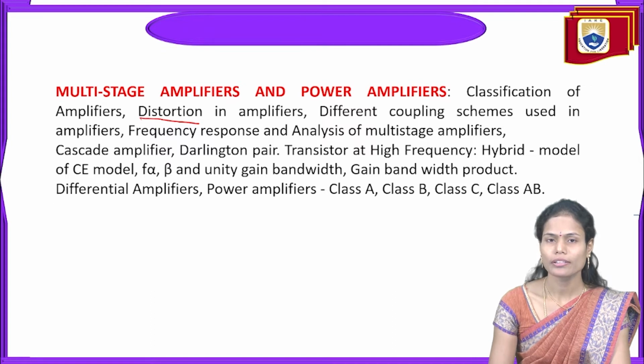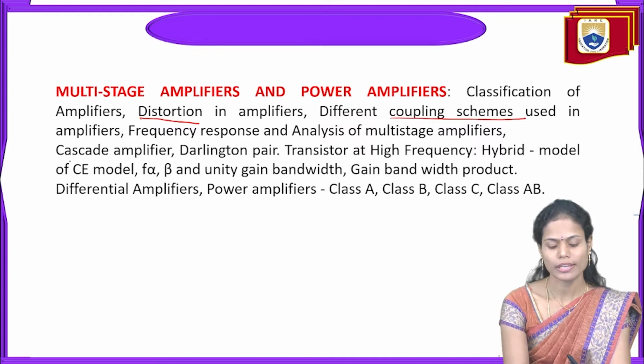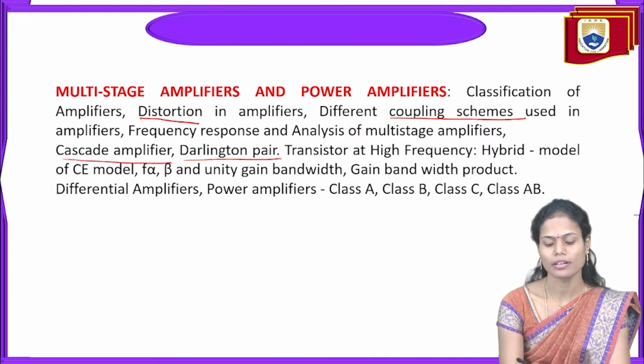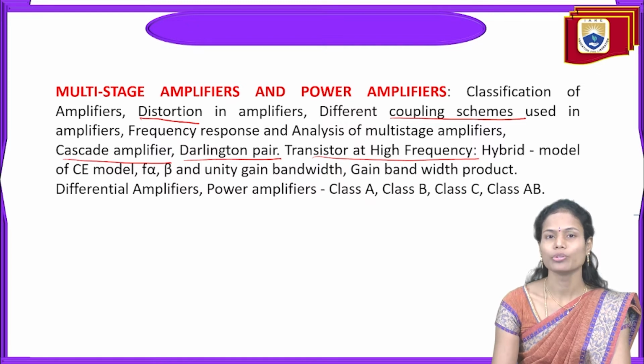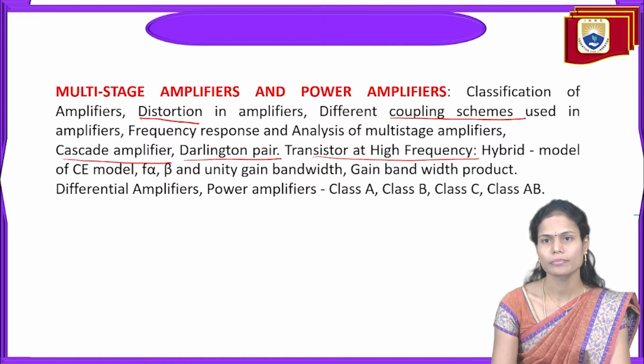And in order to design multistage amplifiers from single stage amplifiers, what coupling schemes are we going to utilize? And what is the frequency response and analysis of multistage amplifiers? Along with that, we are going to discuss the terms in cascade amplifier as well as Darlington pair. And we are going to see the terms: transistor high frequency model, hybrid model of common emitter, F alpha, beta, and unity gain bandwidth product.